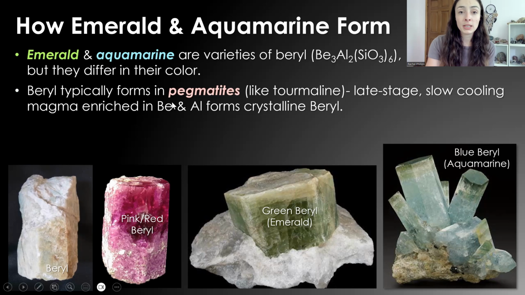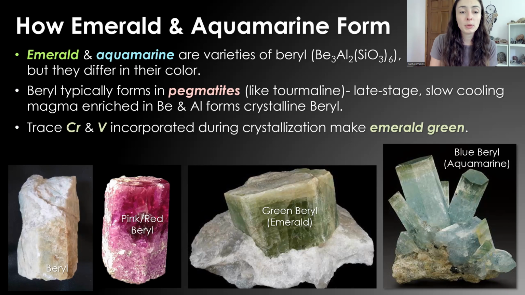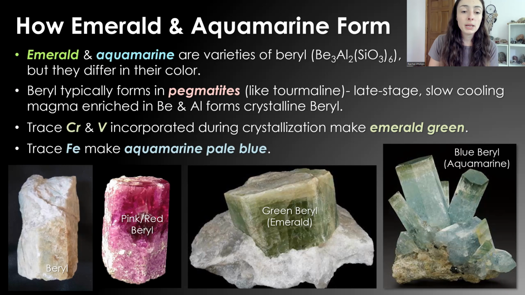Beryl forms typically in pegmatites like tourmaline. Basically, that just means late stage, slow cooling magma enriched in beryllium and aluminum. And trace amounts of chromium and vanadium incorporated during crystallization make emerald green, whereas trace amounts of iron make aquamarine pale blue.